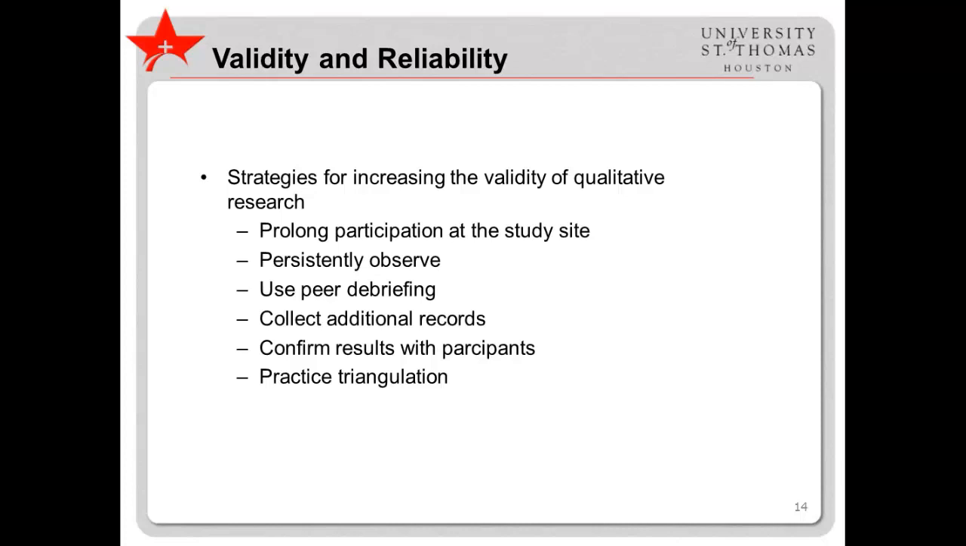There are several ways of increasing the validity of qualitative research. These include spending a longer time at the study site, observing numerous times, not just once or twice, debriefing with peers about one's findings to ensure that one is maintaining objectivity, collecting additional records, talking with the participants about the findings to see if they agree that the findings are valid, and practicing triangulation, obtaining information from at least 3 sources.